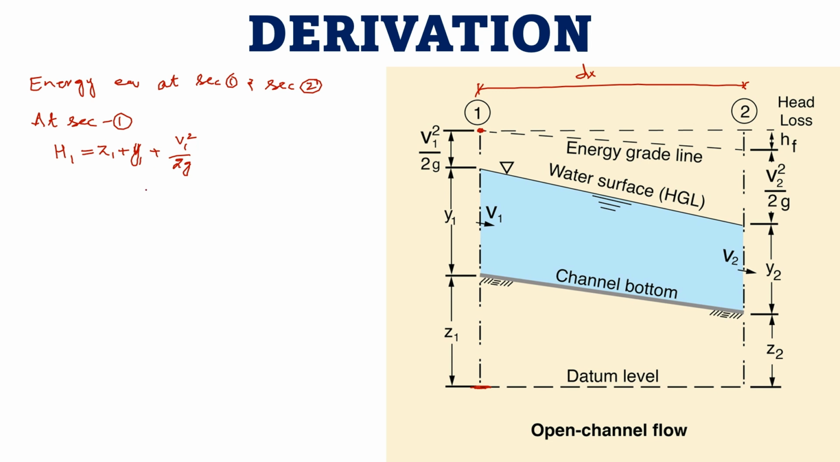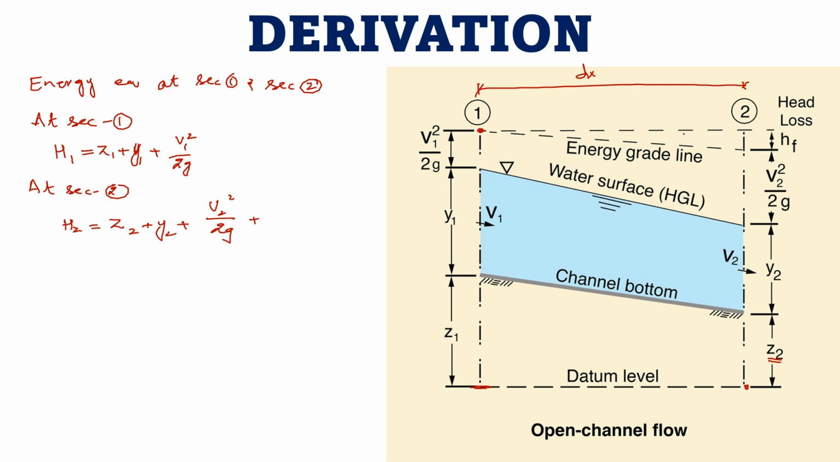And again, if we go to section 2, the total energy H2 will be equal to Z2 plus Y2. Elevation head from the datum Z2, plus Y2 pressure head, plus velocity head at this point, that is V2 square over 2g. And next, we are moving from the datum line to a horizontal line to the total energy, you can say the total energy line.